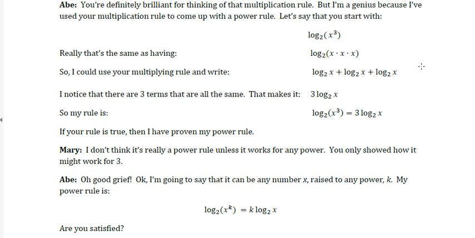So here we have the multiplication rule, and we're going to see if we can create a power rule. Because here we have log base 2 of x to the third power. So we have log of x times x times x, which is just the definition of an exponent. And then he was able to split them all up using our multiplication rule. And so we've got 1, 2, 3 of the same thing, which means we have 3 log base 2 of x. So this should be true.